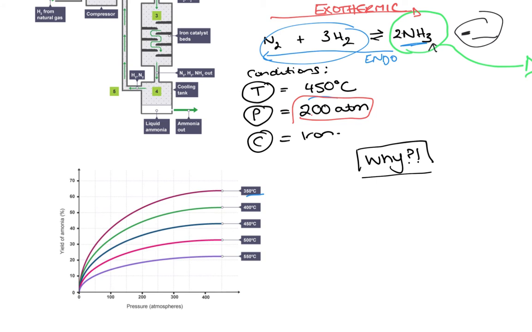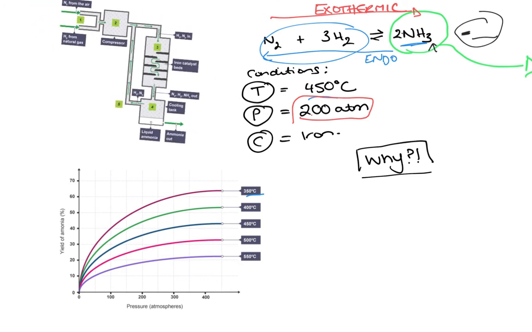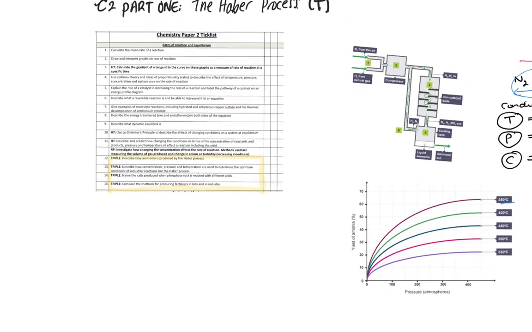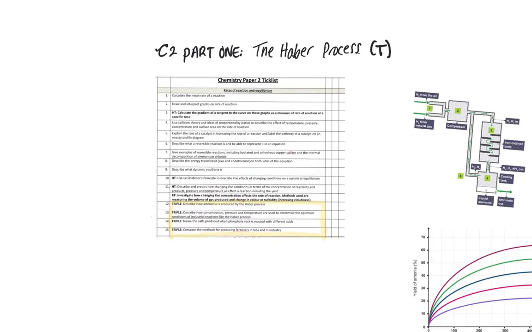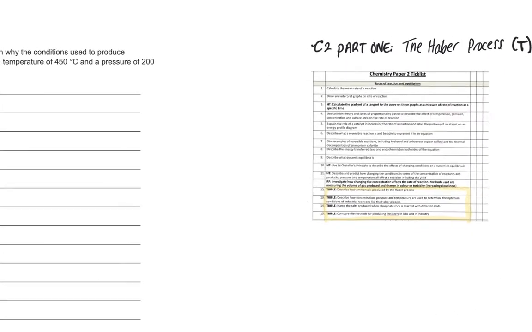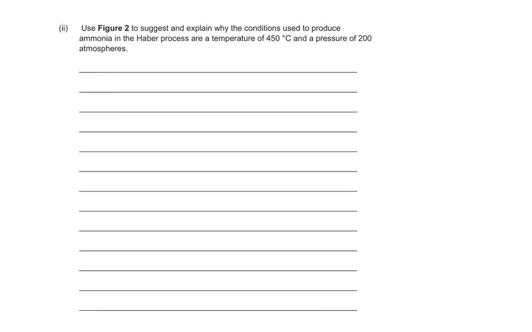So that's everything you need to know now for the very end of C2 part 1, I should say. Sorry, I got a bit ahead of myself. Now, as always, what we need to do is make sure we've looked at our tick list and we feel comfortable that we understand that. And then we want to go and have a look at this question.